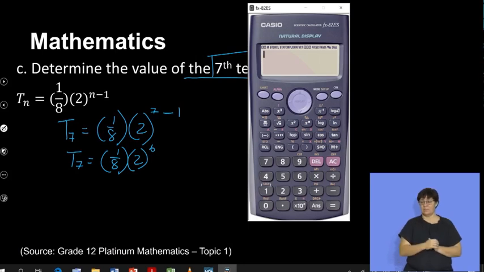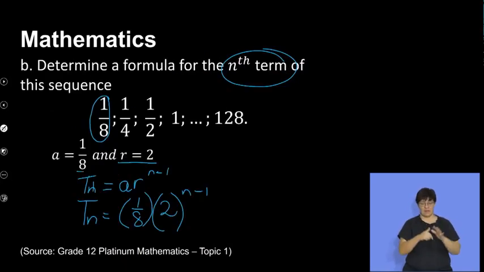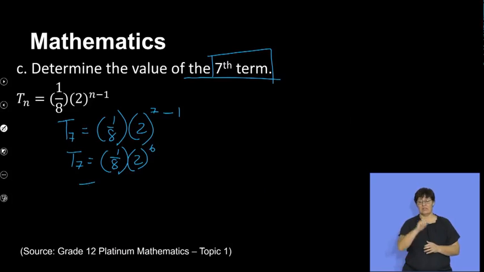So I've got 1 over 8 times 2 to the power of 6. So that means that term 7, whoopsie, sorry guys, term 7 is equal to 8. Great.